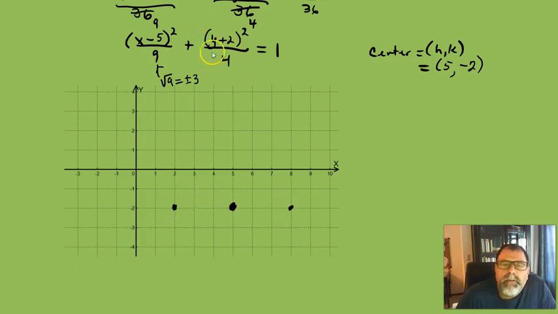Y direction, right, under the y. Square root of 4 is 2. So we're going to do plus or minus 2. So go up 2 from the center in the y direction. Then we're going to make our oval, which is an ellipse, the common name for ellipse.